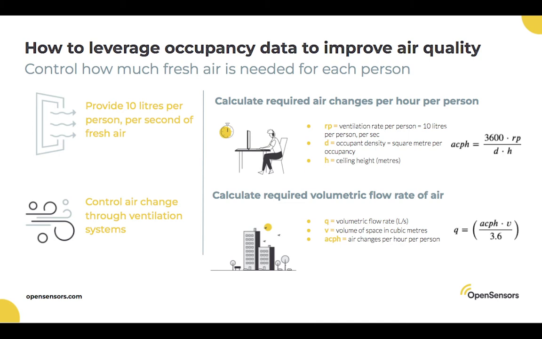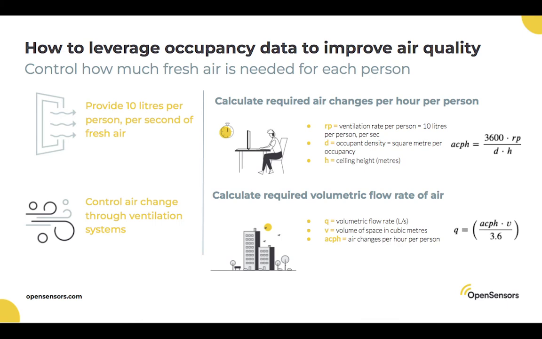Obviously, it's going to change from office to office. It's going to change based on the size of your office, how many people are in your office, how tall your ceilings are, that kind of thing. It's all very much on a case-by-case basis, but there are steps you can take using occupancy data to work out exactly how your ventilation system should be working to hit that number.